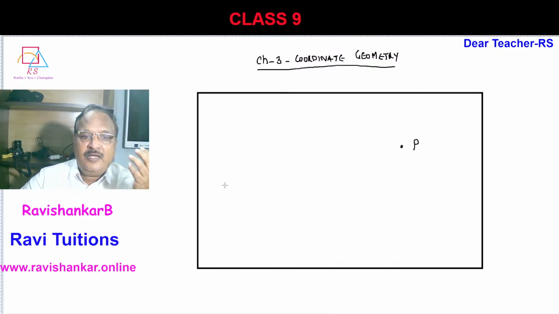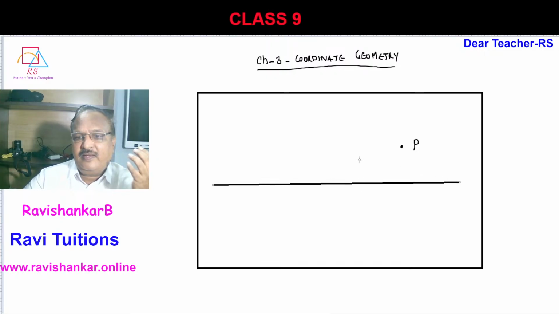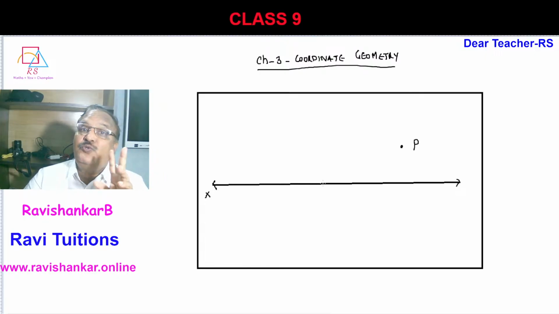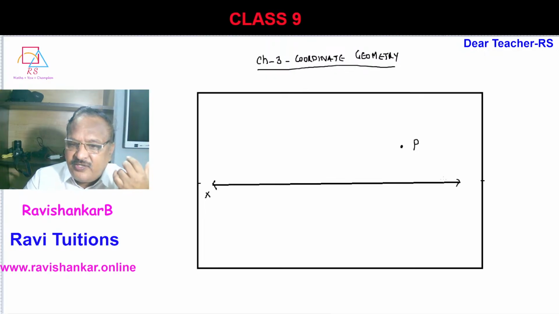So for that, you need a reference line, a horizontal reference line. This horizontal reference line, I am putting arrow marks, that means infinitely big, is known as the x-axis. This horizontal reference line is making the whole plane into two halves. Though it is not extended, if it is extended, it will meet here and here, so that the whole plane gets divided into two parts.